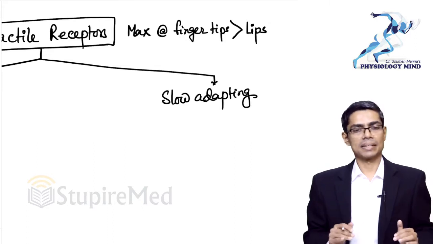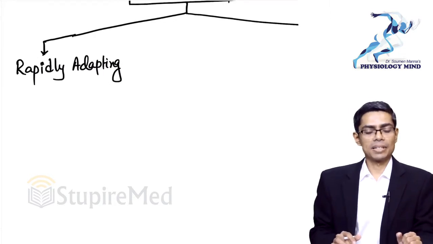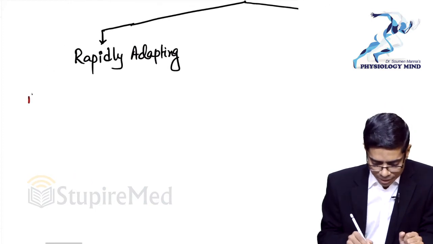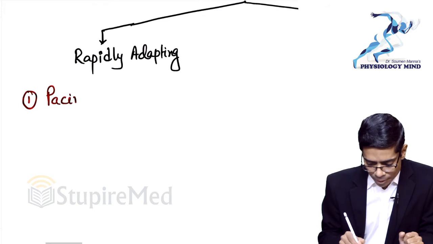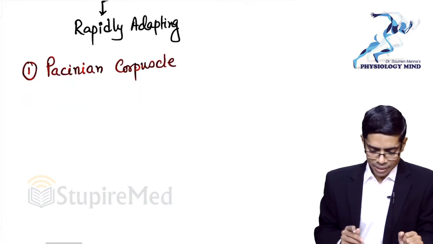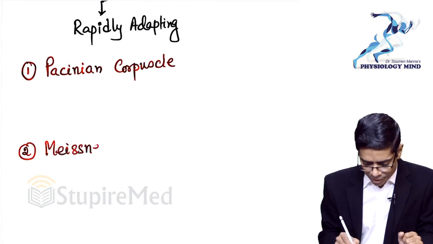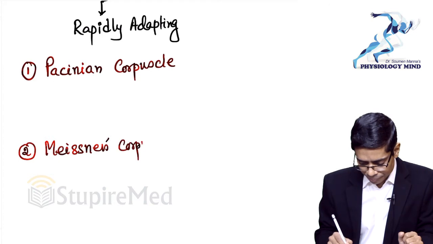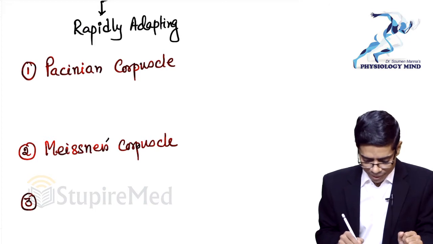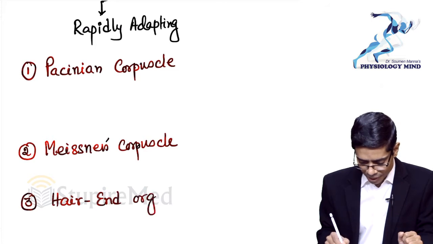Now what is the meaning of adaptation? That I am coming to a little later, but before that we have to know the names of these different rapidly and slow adapting receptors. The most rapidly adapting receptor is Pacinian corpuscles, right? The second rapidly adapting receptor is Meissner's corpuscles.